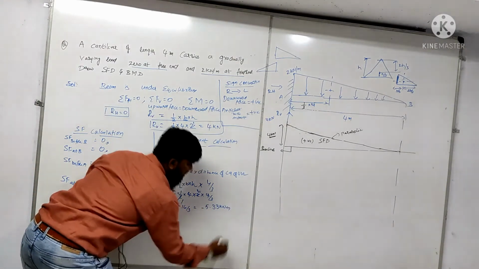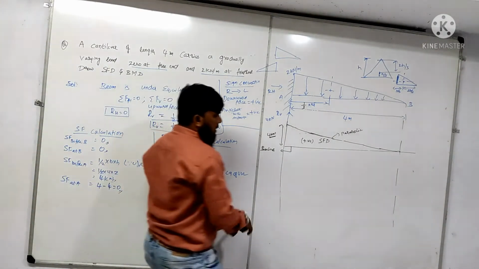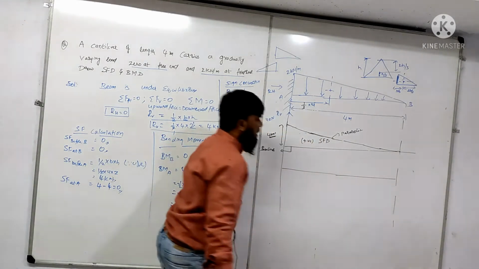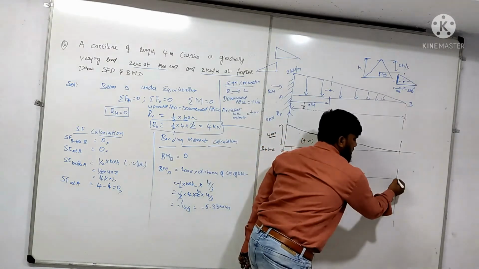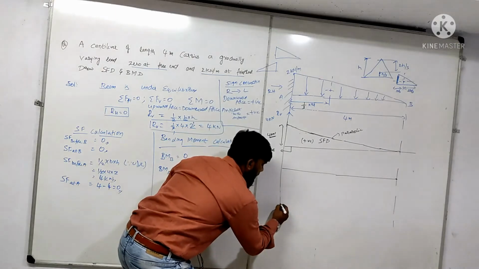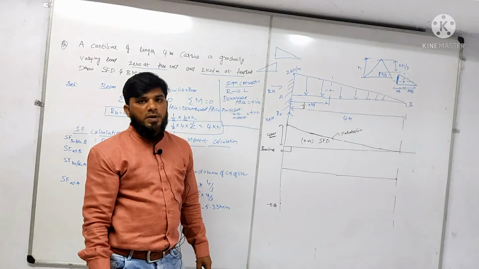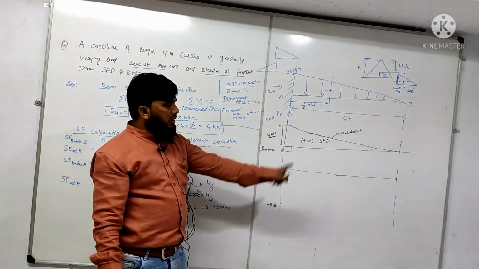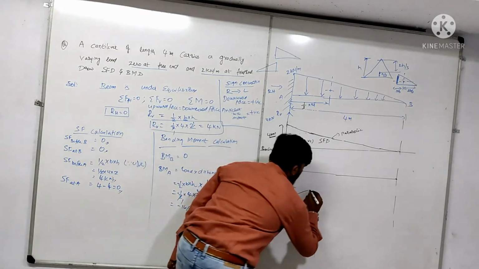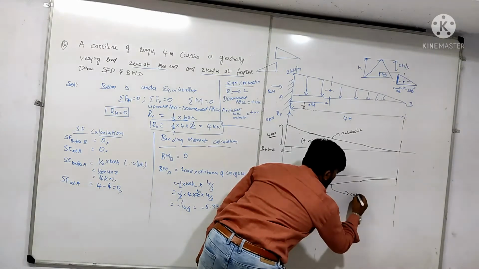So the value is minus 5.33 kilonewton meter. If I draw the bending moment diagram, it will come this way. At point B it is 0. But at point A it is minus 5.33. So I have to join these two points. Already the load line is parabolic, so when I join these, this line will be a cubic curve.